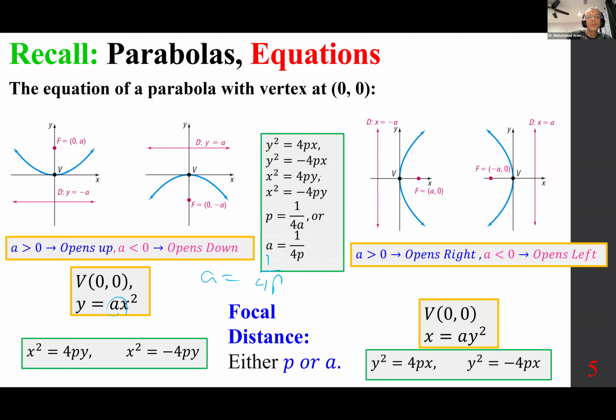y squared equals 4px, y squared equals minus 4px, x squared is 4py, x squared is minus 4py. Depends on how you look at it. And the relationship between p and a is that one of them is 1 over 4 times the other. Okay, so p and 1 over 4a are the same, or a and 1 over 4p are the same.